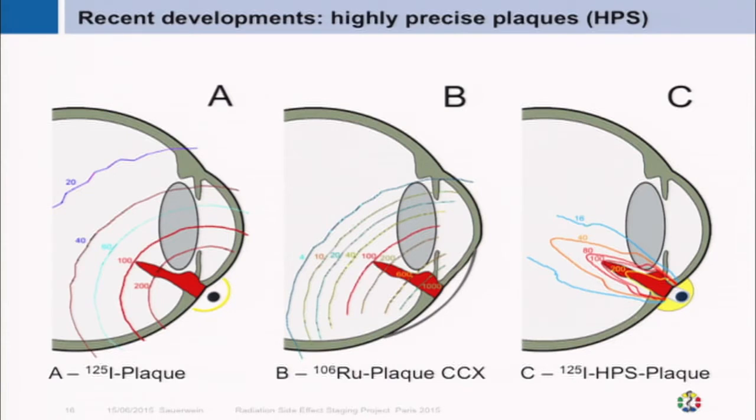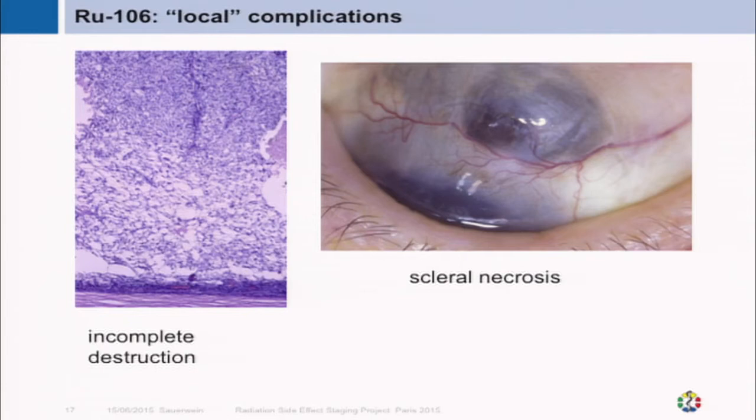But the question is, how do we call this dose we are applying? And how do we report the distribution? Because side effects will not only depend on the dose to the tumor, they depend on the dose you are giving to a volume or to a given structure. So, for example, with ruthenium, you have local complications, which means an incomplete destruction of the tumor, which is one of the worst complications if you cannot treat the tumor correctly, or a scleral necrosis.